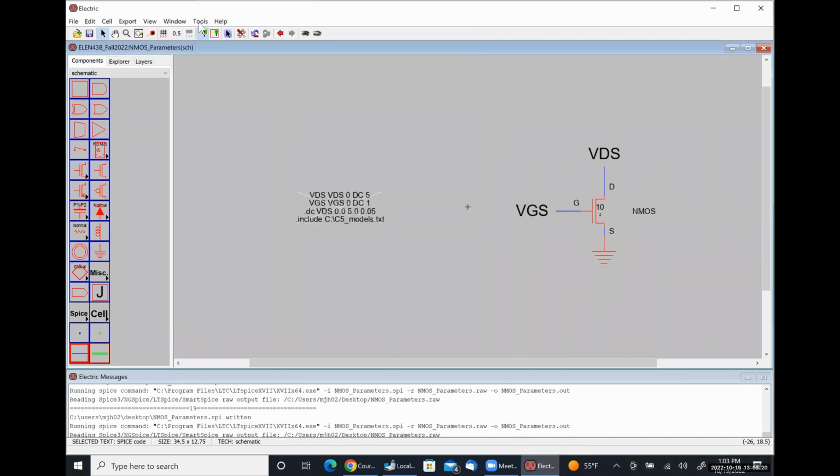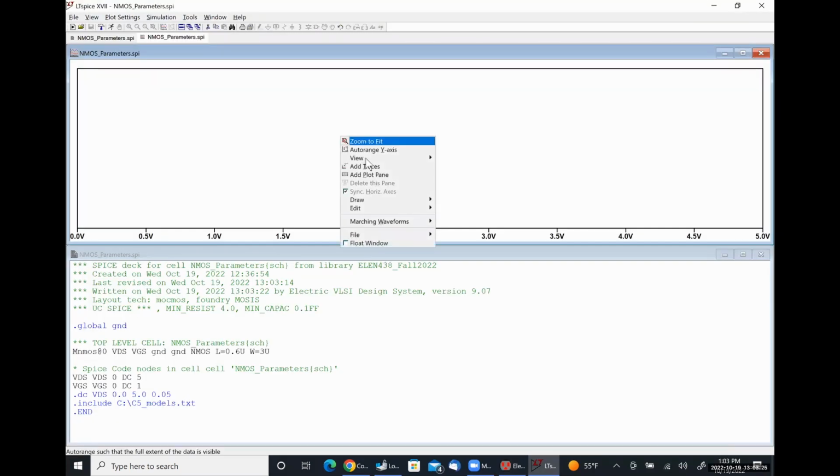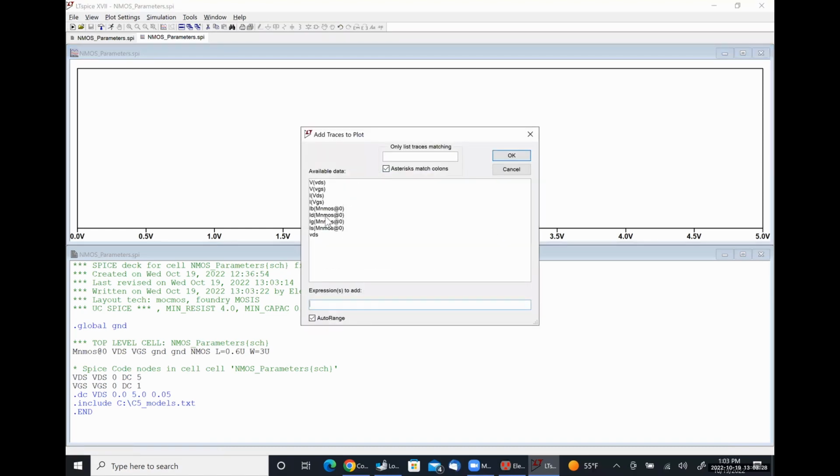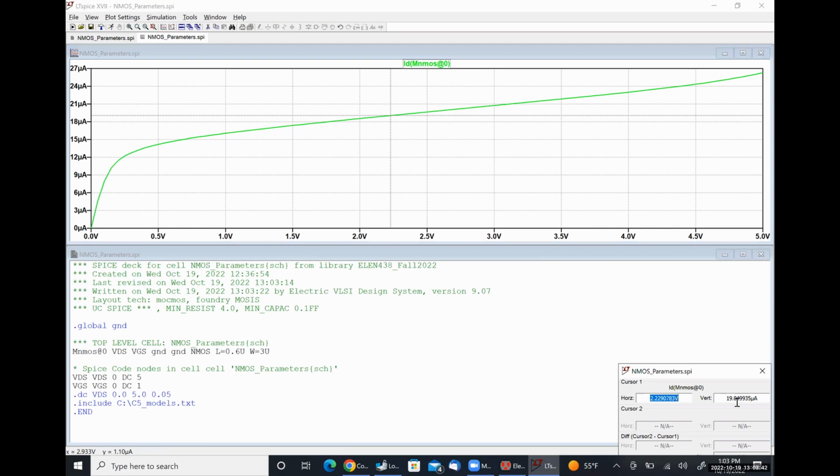I hate how I have to keep moving this zoom thing over and over again. I'm going to write my spice deck. Add trace ID for MNMOS. There we go. So we have a single curve. If I click on that, now I can move this around, and we're looking for the current when the X value is 0.25 volts. I thought it would just let me type it in, but of course it won't. So we just have to slide this over. Almost 11 microamps, around 10.96.